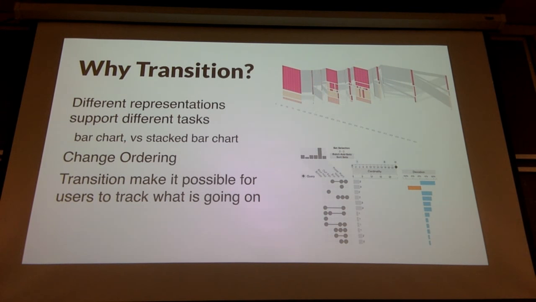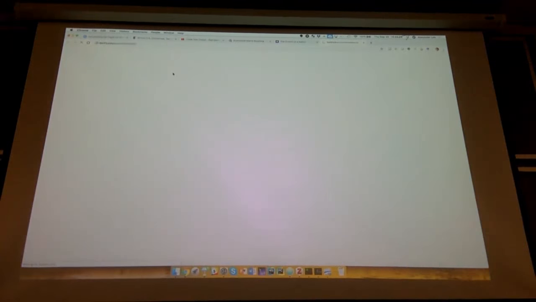So maybe that's something that I want to look at. Or I might want to change the order to sort. And then it is helpful to have a transition to keep track of what is going on. So transitions are really about making it possible for users to track what is going on. So here's an interesting example.